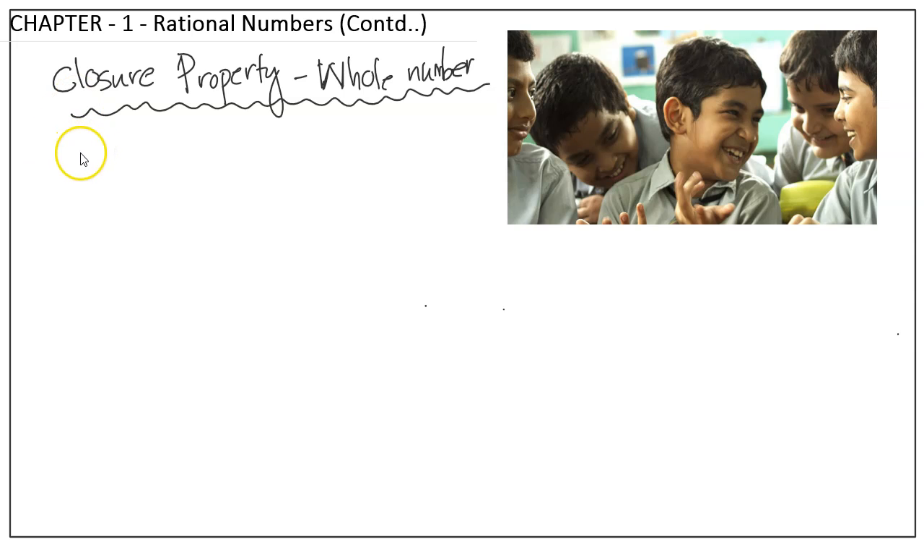Okay, what are whole numbers? First write out the whole numbers. It starts from 0 and it has all the positive numbers, right? 1, 2, 3, 4, 5 and so on.